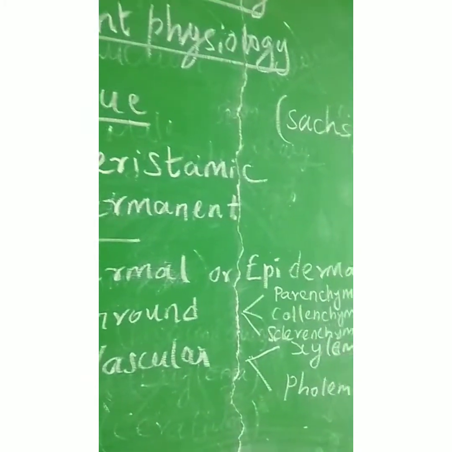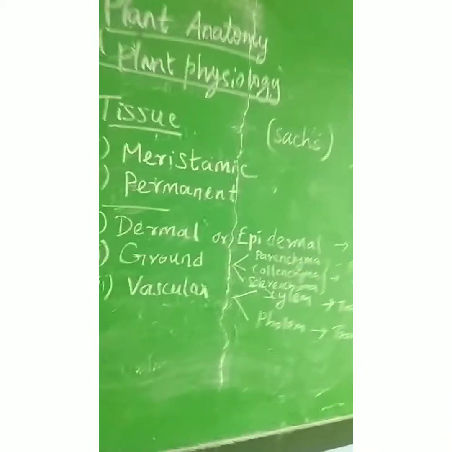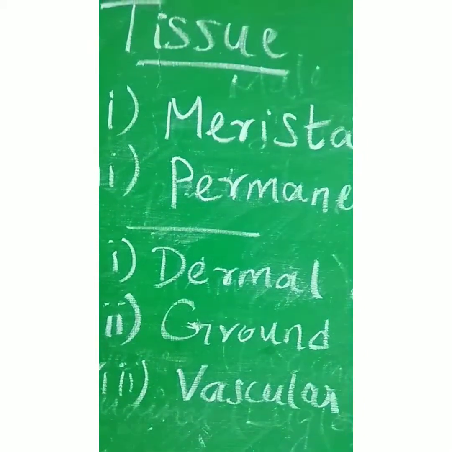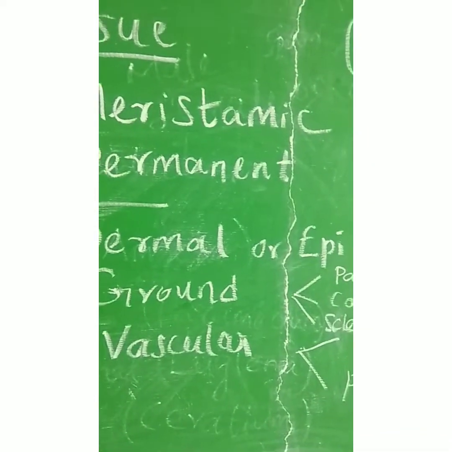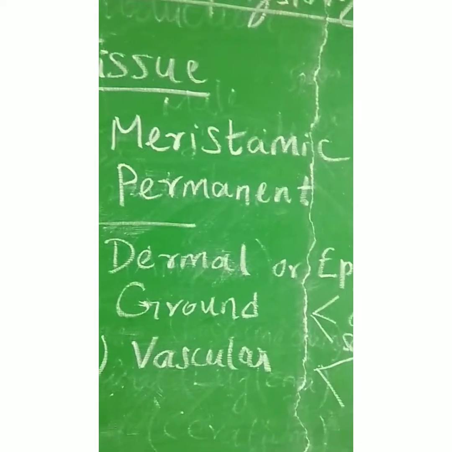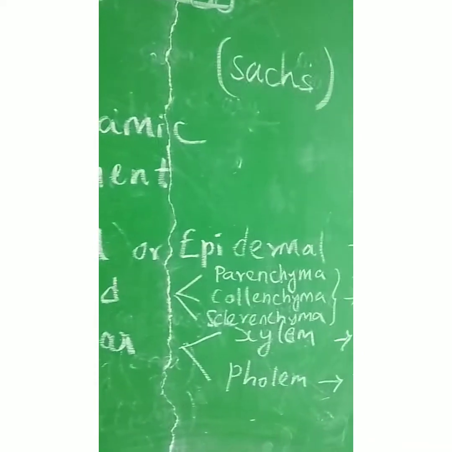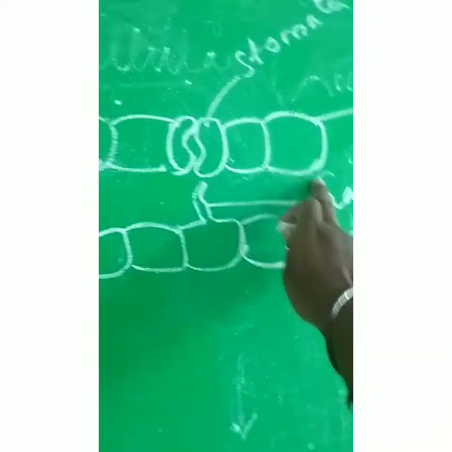Dermal tissue or epidermal tissue is the outer layer of a plant. Next one, ground tissue. Ground tissue is formed in the cortex region. Vascular tissue, in the inner part of the plant cross section, we see the vascular tissue. So dermal or epidermal tissue forms the outer part. In this dermal or epidermal tissue, one layer of cells is present. It is called the cuticle.